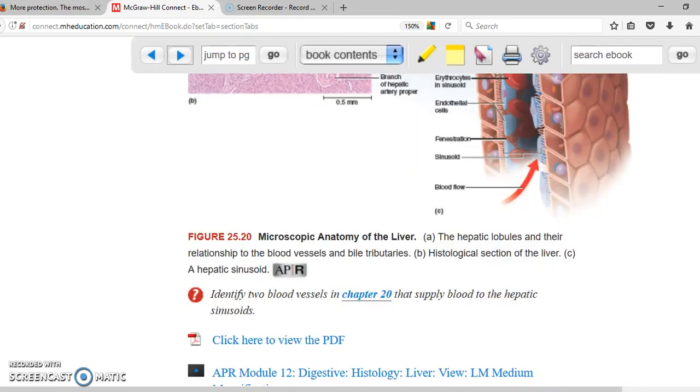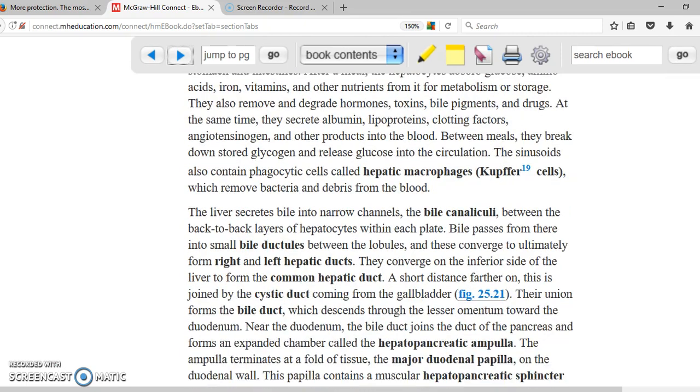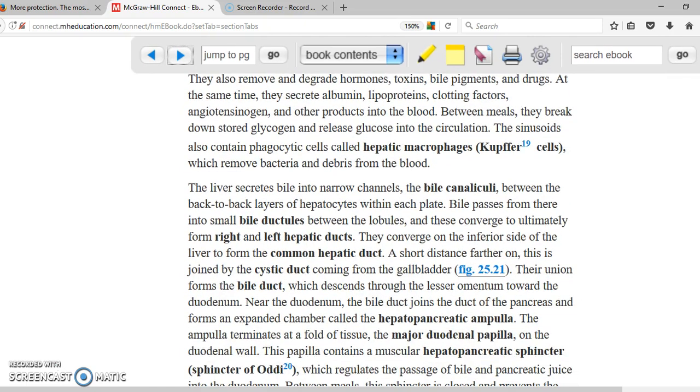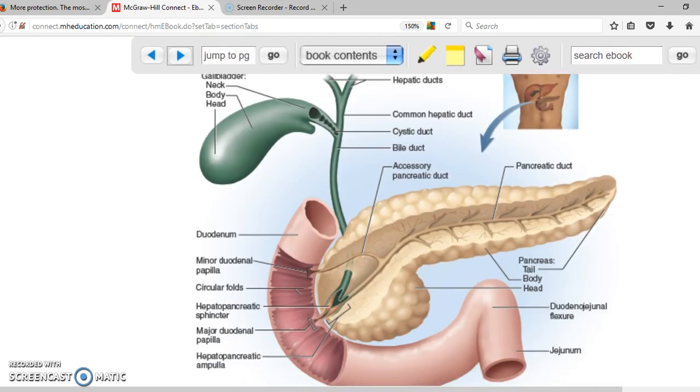So let's keep scrolling down. So in here, you have what I already explained: the bile canaliculi, Kupffer cells. That's what you have to know. Very important concept right here regarding anatomy.